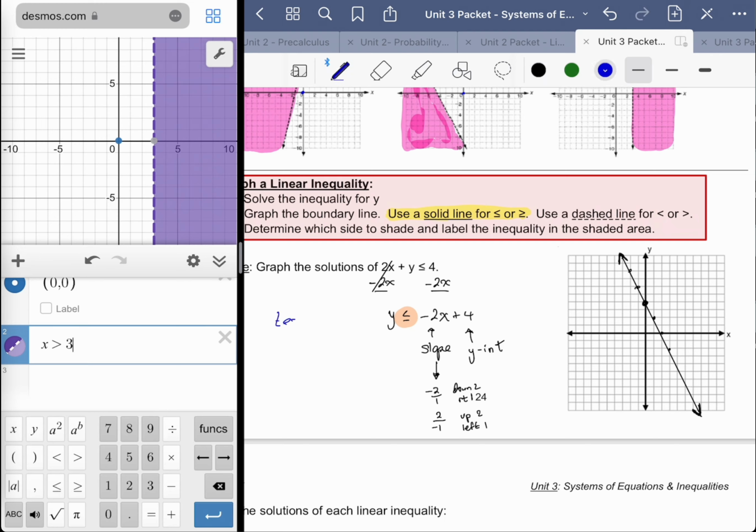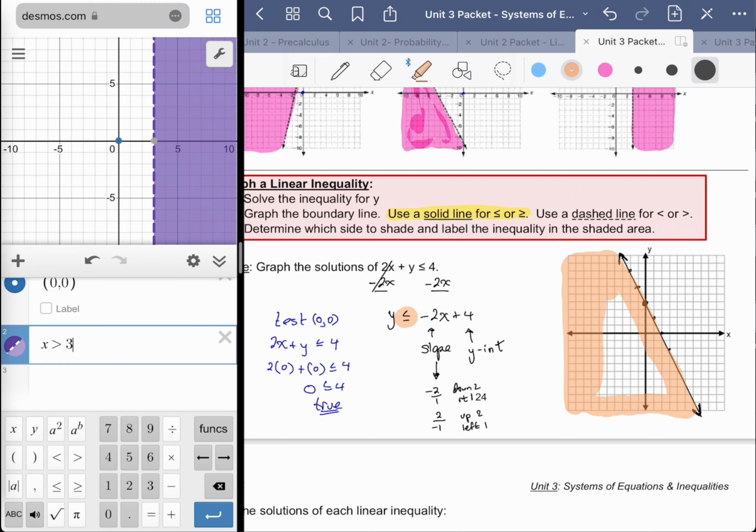So I would test 0, 0 into, well, I could use the original inequality. I could use my simplified one. You're better off probably using the original, just because it's before you made any mistakes, most likely, unless you rewrite the inequality incorrectly. Replace the x with a 0, replace the y with a 0. You get 0 less than or equal to 4, which is a true sentence, which means we're shading in the direction. Wherever 0, 0 is, that's the side we're shading. All right. So I'm going to get some nice shading going on here.